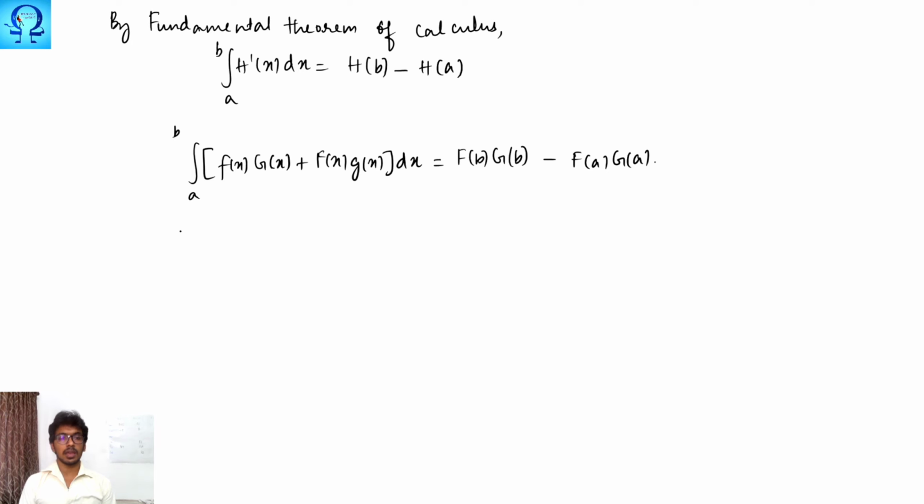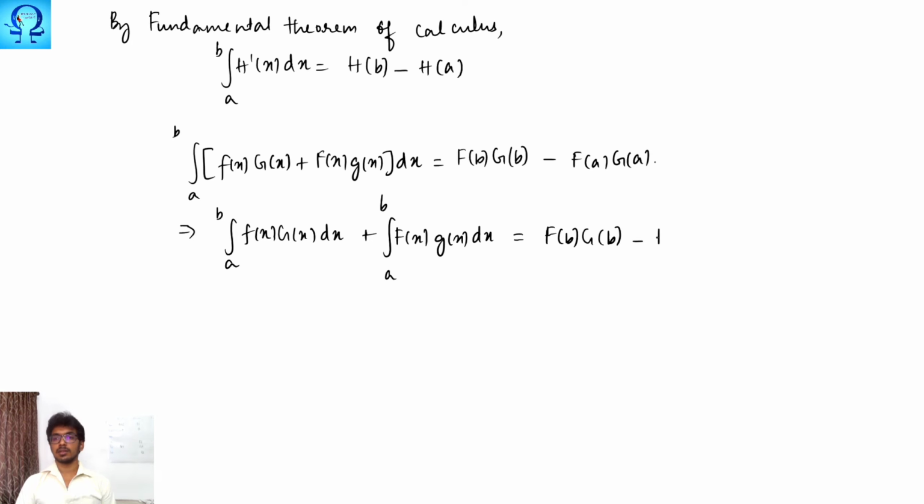Fine. Using the properties of Riemann integration, you can split these things out: the integral from a to b of small f of x G of x dx plus the integral from a to b of big F of x small g of x dx is F of b g of b minus F of a g of a, and this gives you the requirement. Just keep only one term on one side and take the other part to the other side.